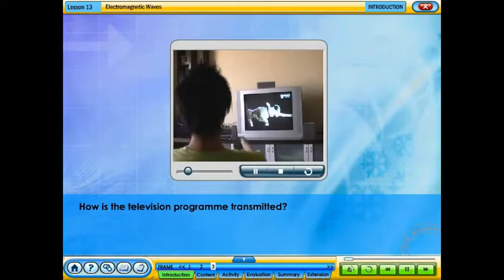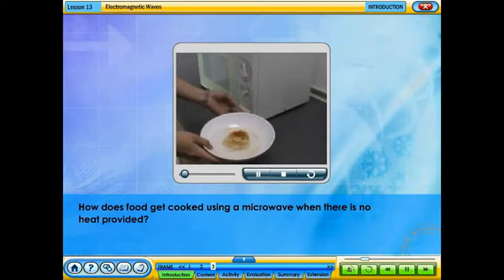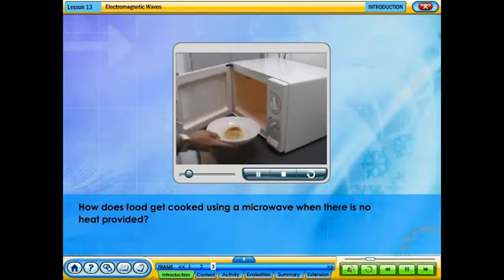How is the television program transmitted? How does food get cooked using a microwave when there is no heat provided?